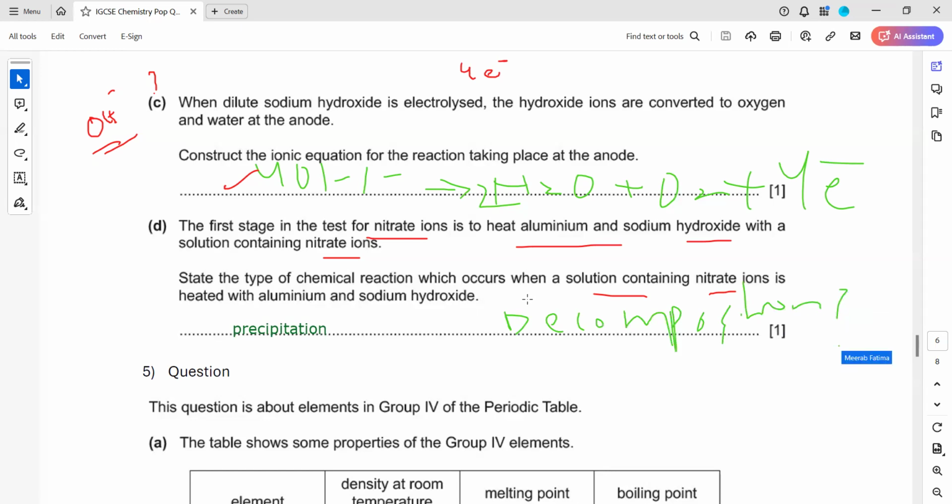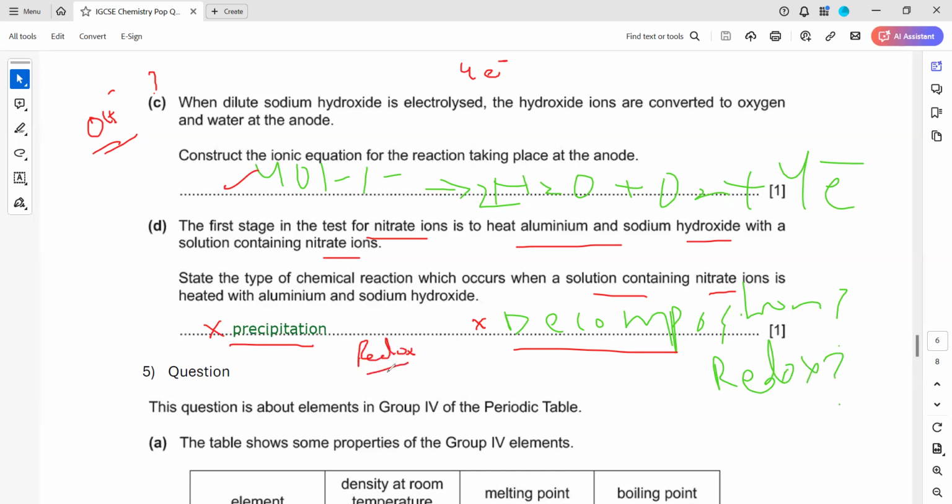Thermal decomposition? No. Decomposition is when one reactant produces more than one product. That is called a decomposition reaction, so we cannot say decomposition. Same thing, why can we not say precipitate here? The test for nitrate ion does not give any precipitate. So it's not a precipitate. It's actually a reduction reaction here. Yes, redox reaction, that's right.